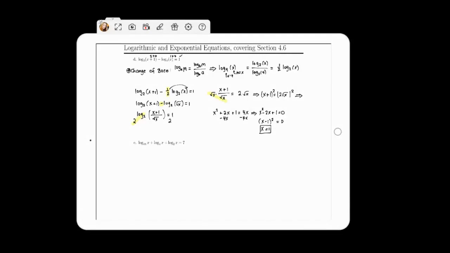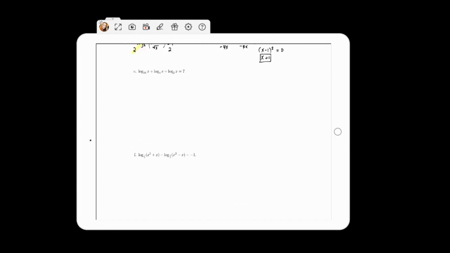Okay, so we have a couple more logarithm equations to solve. Okay, look at part E. Log base 16 of x plus log base 4 of x plus log base 2 of x equals 7. Now, you won't be too daunted by the fact that these logs have different bases because you now know that you can use the change of base formula to change them all into log base 2.